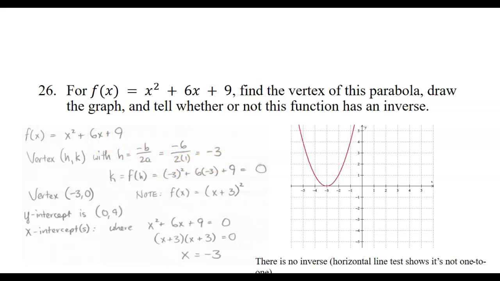And once we have the x coordinate, we can plug it in for x to get the y coordinate. So -3 squared plus 6 times -3 plus 9 comes out to be 0. So we get the vertex at (-3, 0).